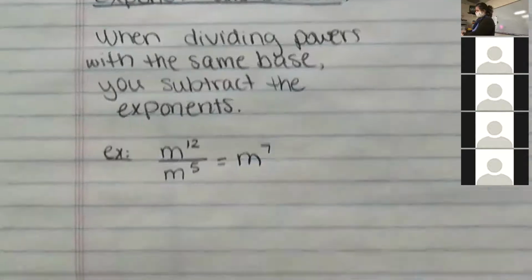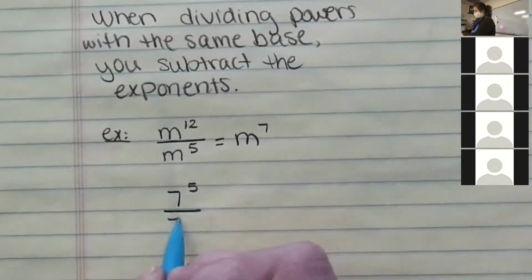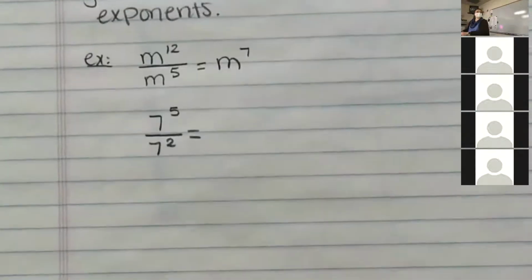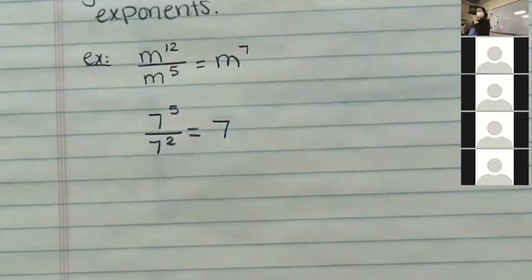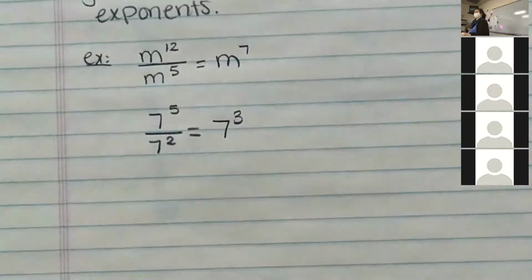Okay, let's try another one. We have 7 to the 5th power divided by 7 to the 2nd power. What's their common base? 7. Don't change that. 5 minus 2 now. 3. So that would be 7 to the 3rd.